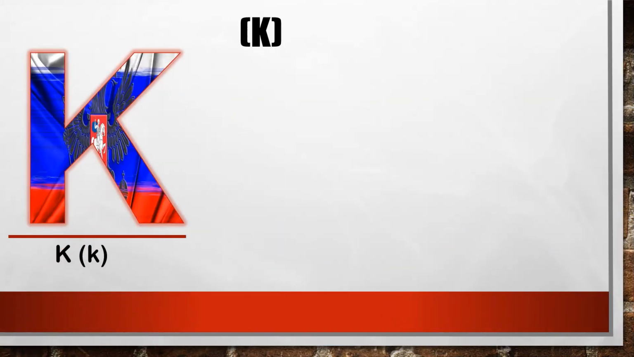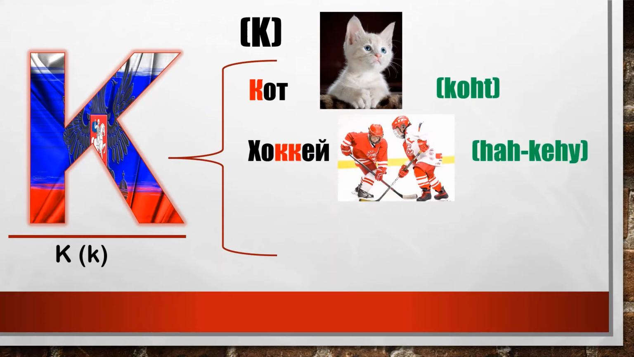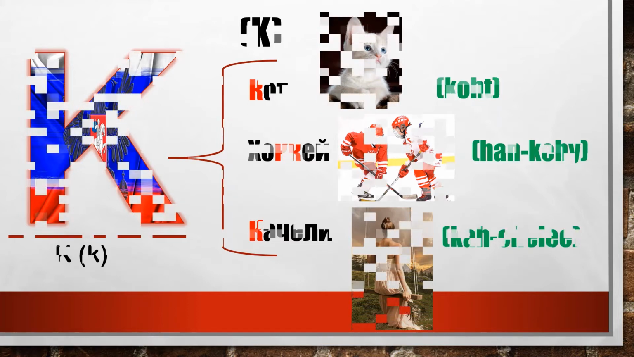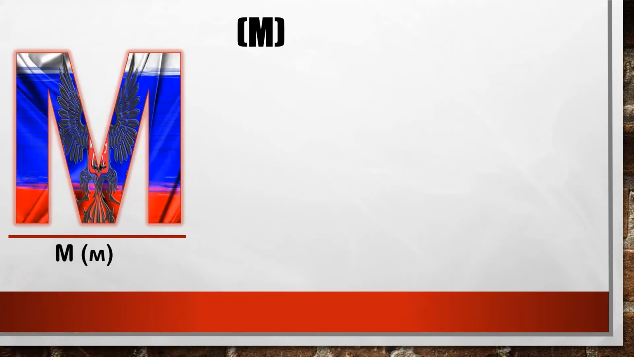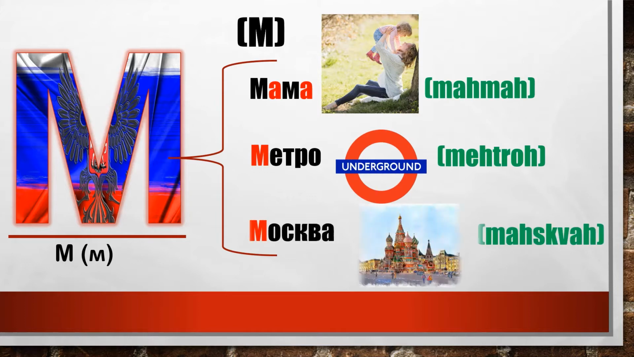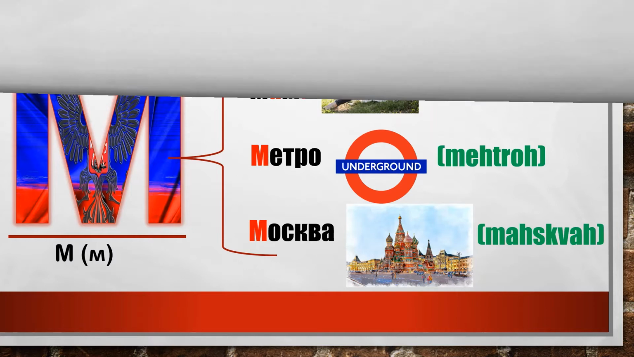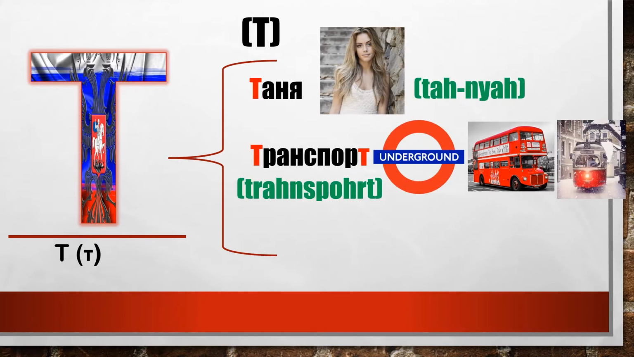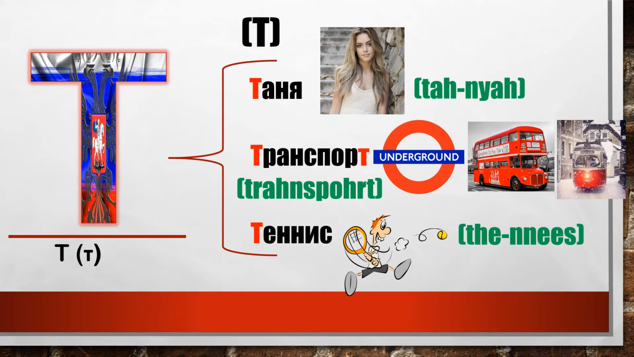Now letter K is a bit of a boring letter. It's always pronounced as K sound, like in кот, хоккей, качели. Letter M is pronounced always as M sound. Mama, метро, Москва. And letter T is always pronounced as T sound. Таня, транспорт, теннис.